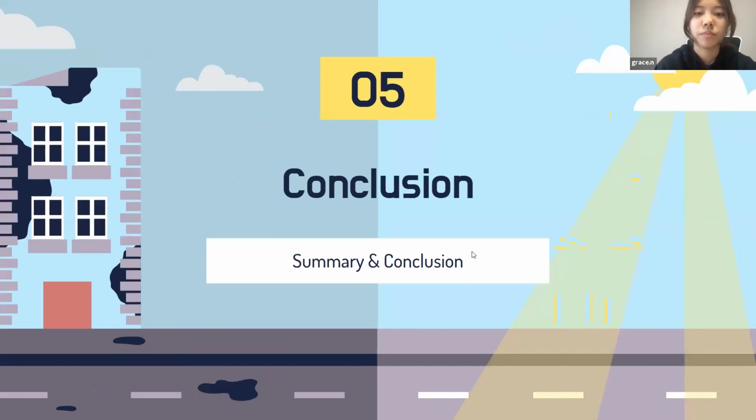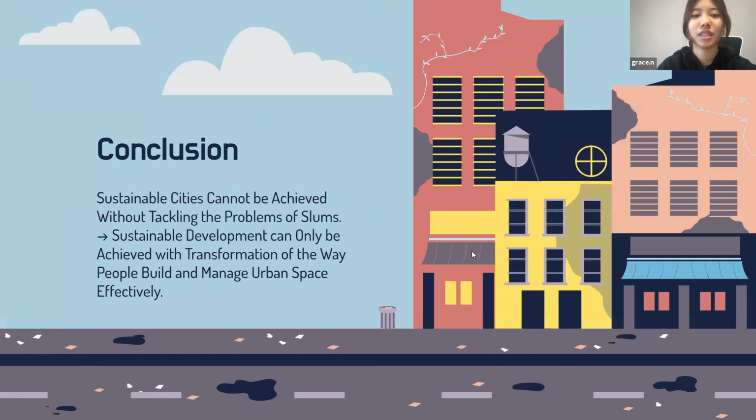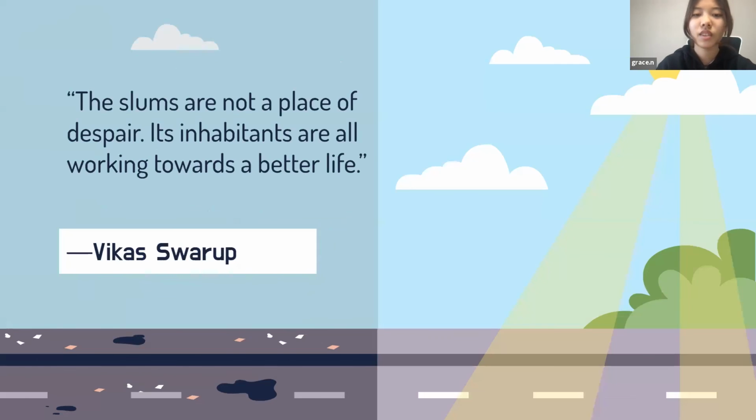In conclusion, sustainable cities cannot be achieved without tackling the problems of slums. Making cities sustainable means solving slum problems. Hence, sustainable development can only be achieved with the significant transformation of the way people build and manage urban spaces effectively.